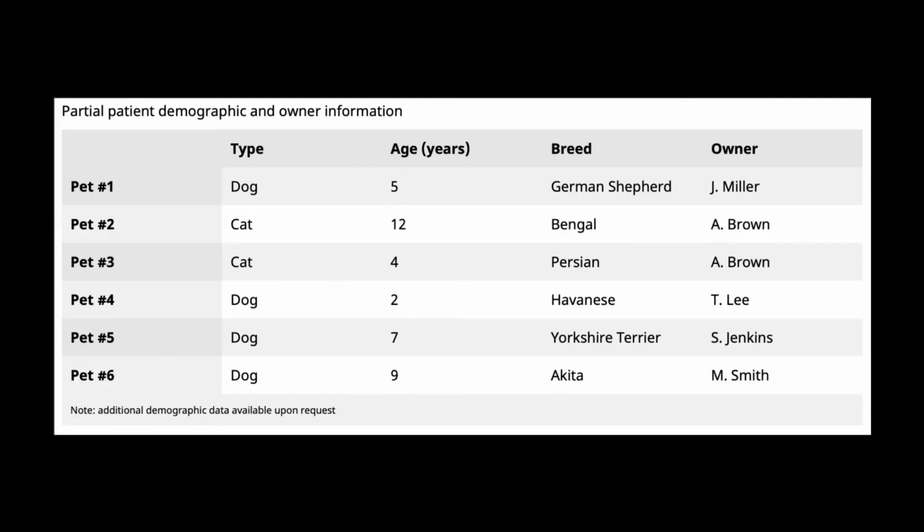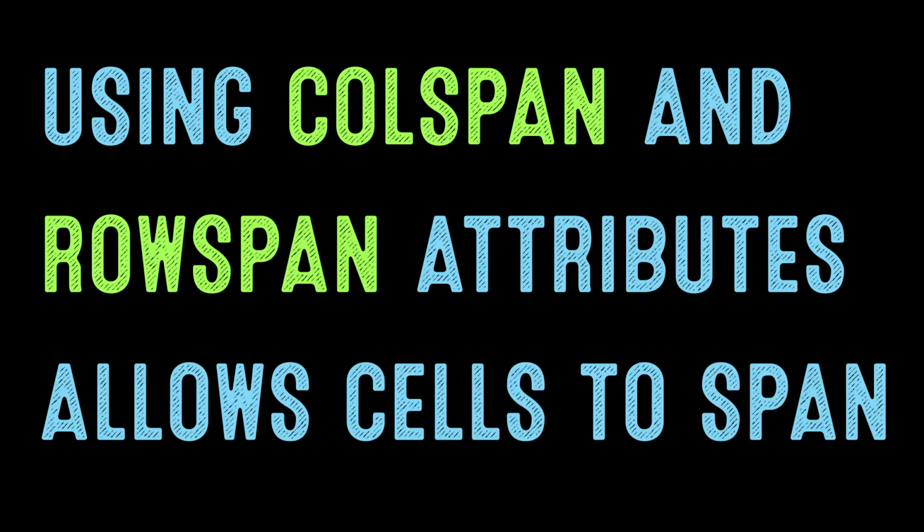Again, we really don't see a lot of external changes with how we have adjusted our code, other than the presence of a caption and the new language in our footer. These measures help on the back end with accessibility and assistive devices. Using colspan and rowspan attributes allows cells to span more than one column and row.